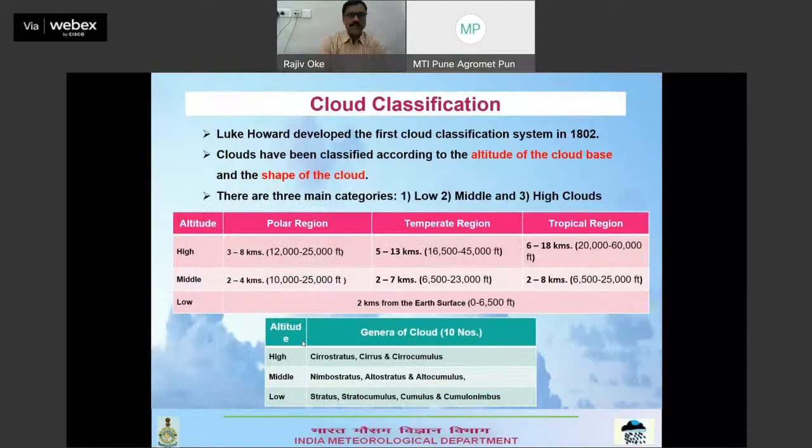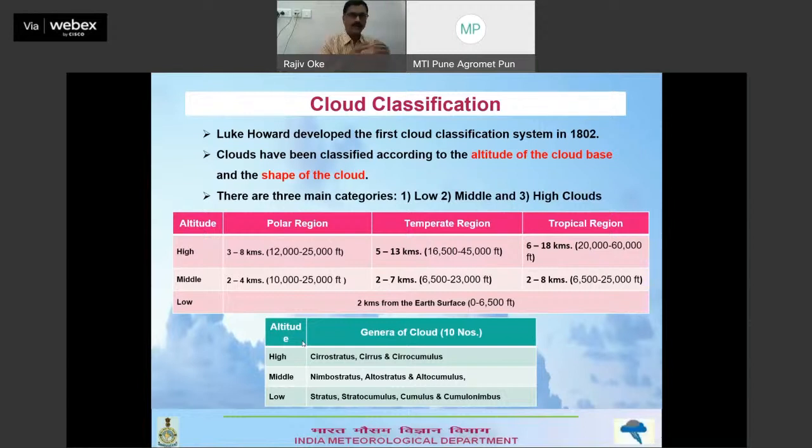Broadly, cloud has been classified into two types, one according to the height and one according to the type. Luke Howard, a scientist, first developed the cloud classification in 1802. According to the altitude, clouds are classified as low, medium, and high clouds. According to the genera, for low clouds we have stratus, stratocumulus, cumulus, cumulonimbus. For middle clouds, nimbostratus, altostratus, altocumulus. For high clouds, we have cirrostratus, cirrus, and cirrocumulus.